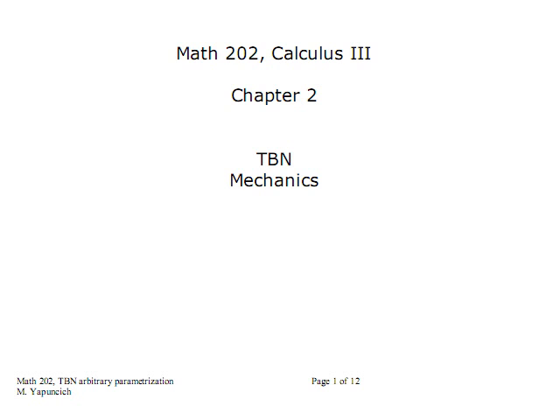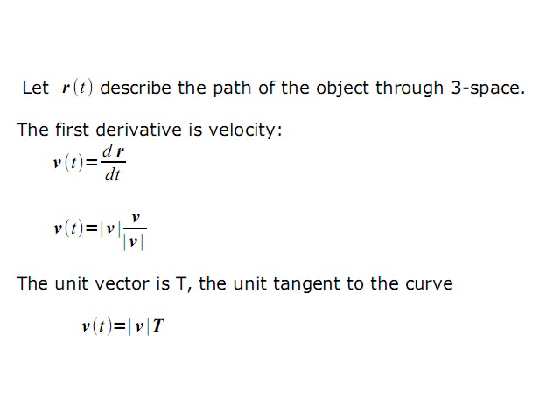This is a lecture on mechanics using the TNB frame and the idea of curvature and torsion of the curve. In this case, we'll let this parameterization R of t describe the path of an object. So the space curve is really the path of an object.